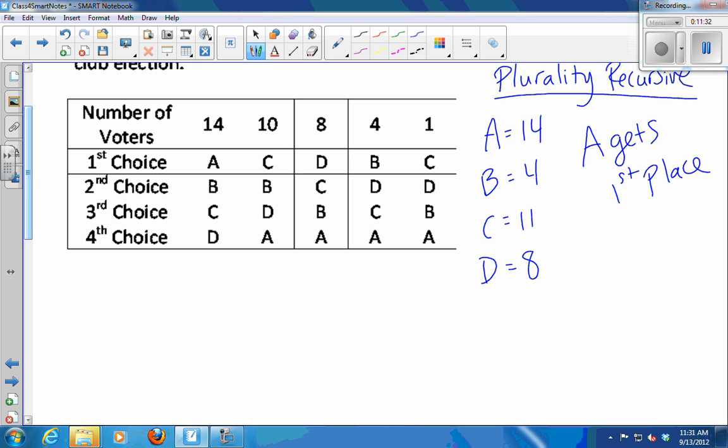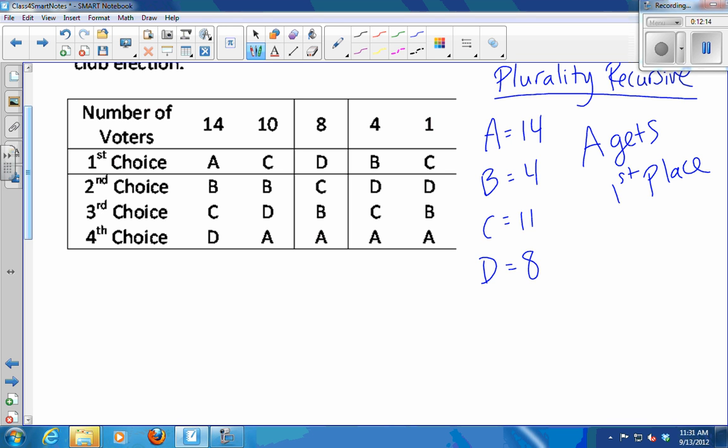Plurality with elimination. It is similar in that we are going to eliminate someone, but we're eliminating the best candidate instead of the worst candidate. We're going to eliminate the best candidate because they won, right? We don't even need them anymore. They are clearly the winner. Eliminate them. Determine who would win if A had never run. Yes, so A never existed. Right, yeah. You're right. B would, yeah.